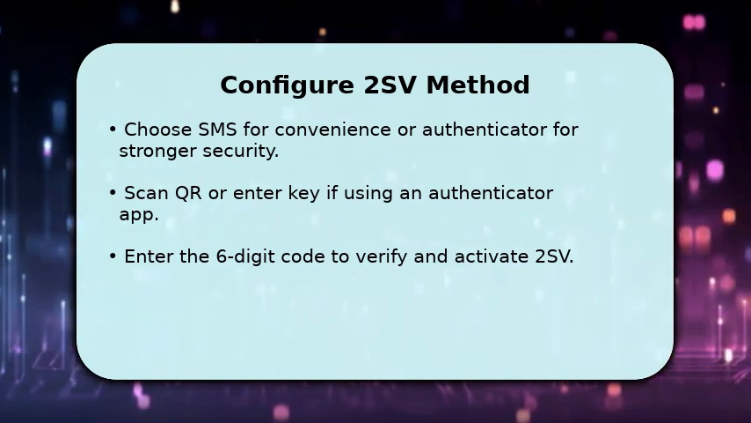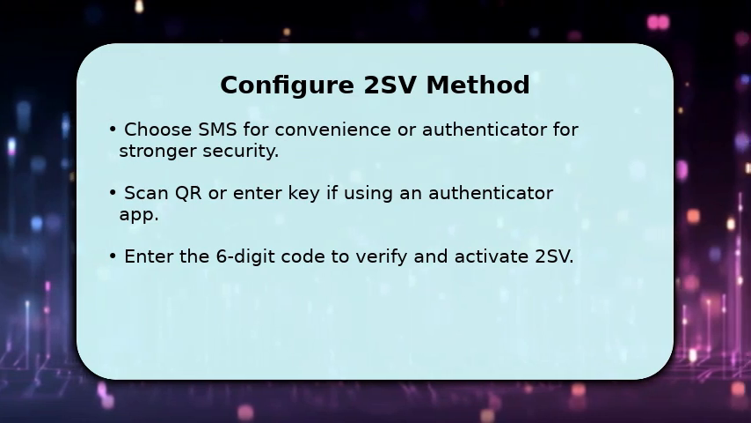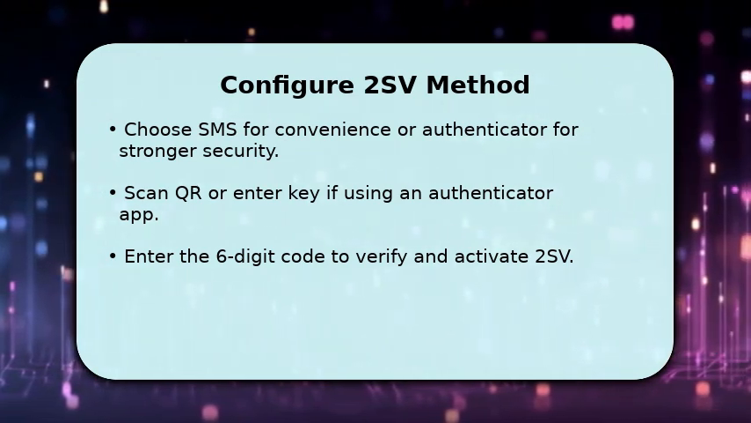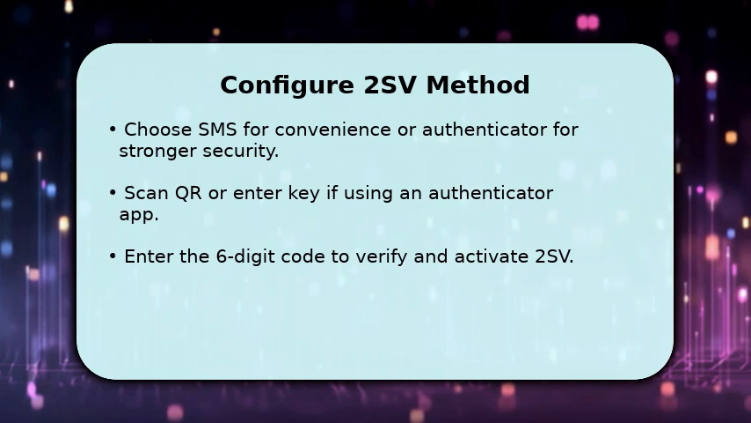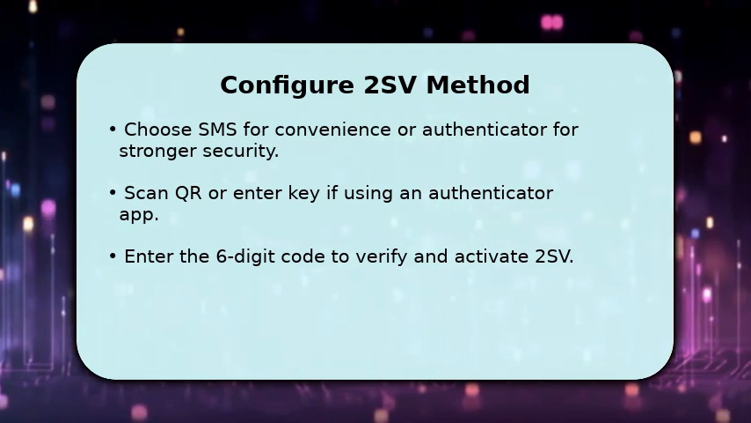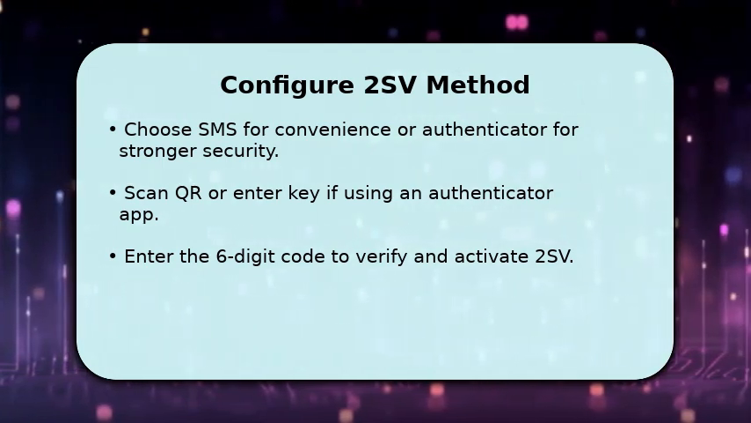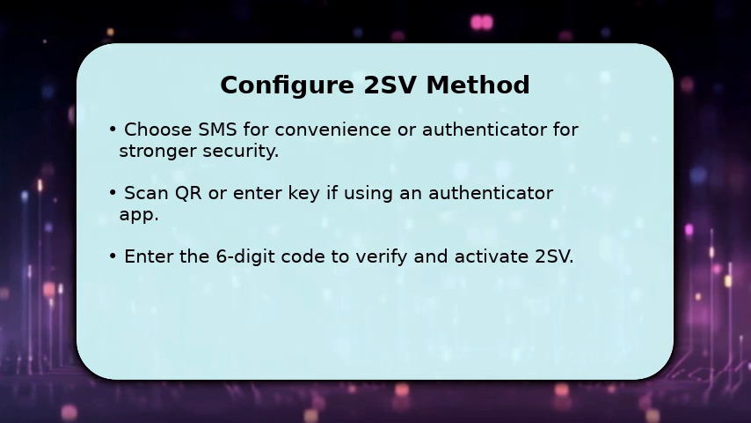If you choose SMS, confirm your phone number and request the code. Enter the 6-digit code into Roblox to link the method and wait for confirmation. Once the code verifies, enable the option requiring two-step verification for trades.